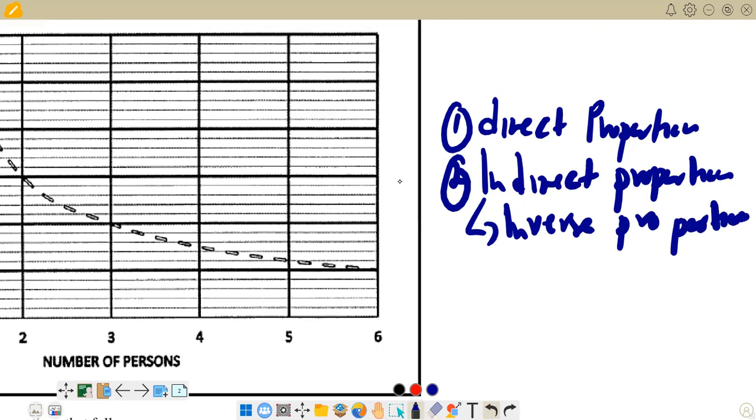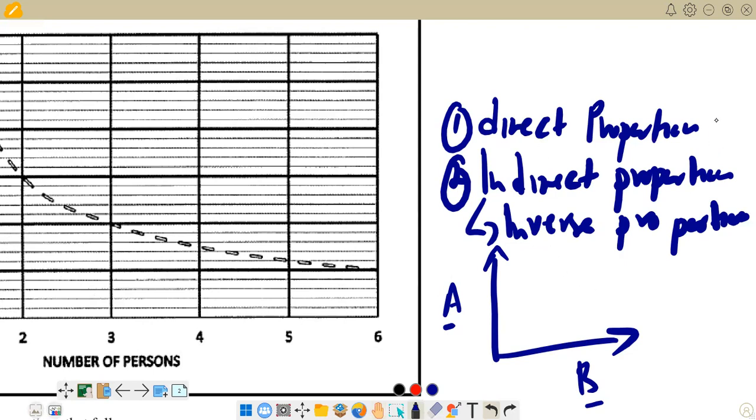Basically, the difference between the two is seen in the relationship between the two variables. Remember, we have a variable on the vertical axis and a variable on the horizontal axis, let's say variable A and variable B. It might be price on the vertical axis and quantity on the horizontal axis. Like in our case, in the graph we have number of persons on the horizontal axis and the amount on the vertical axis. Those are the two variables that we have.